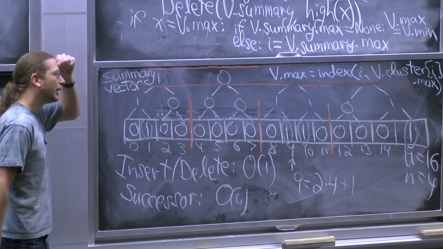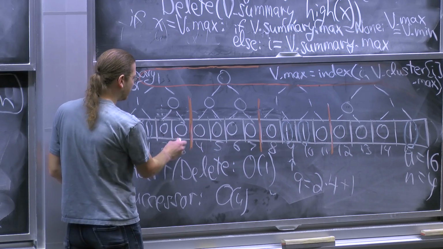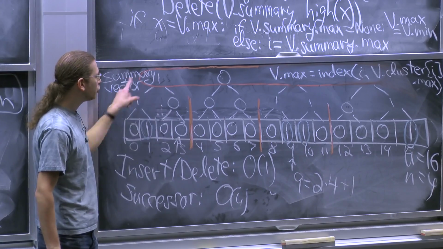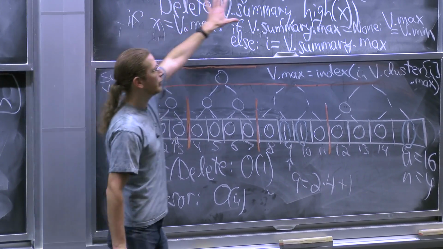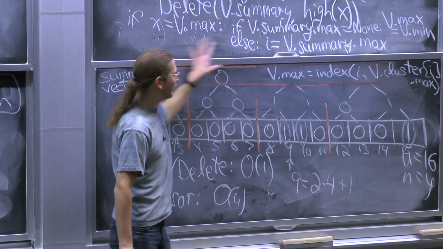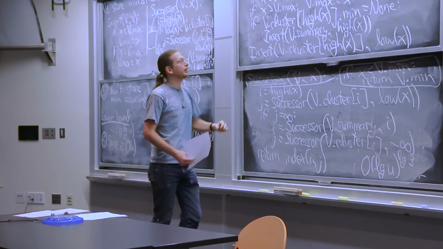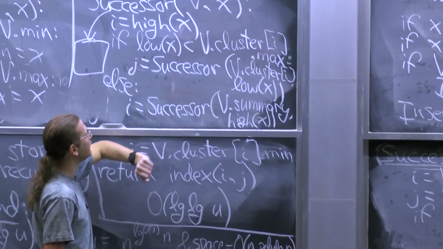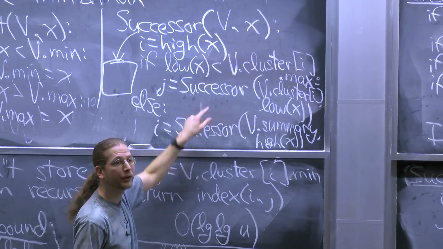It says, hey, look, I know my item, the thing I'm doing a successor of, let's say, is 3. I want to know the successor of this position. First, I want to check, should I recurse in this block, or should I recurse in the summary block, which I didn't draw, but is the part of the tree that would be up here. And that's exactly what we're doing with insert. We're saying, look, with successor, should we recursively look within cluster i, or should we look within the summary structure? We only do one or the other.